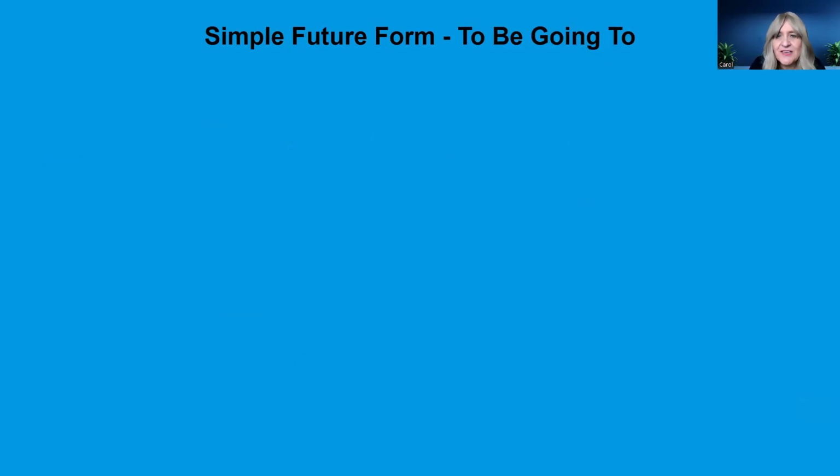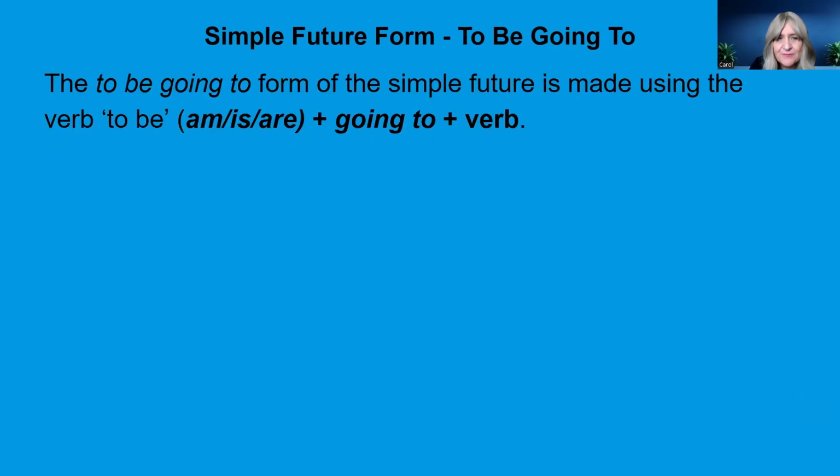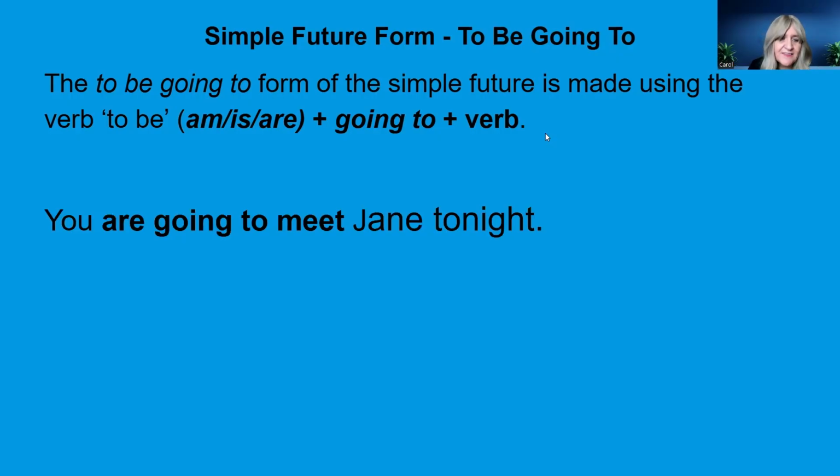So now let's look at how to use to be going to. To use going to, we use the verb to be, so for example, is, are, plus going to, plus the verb. So let's look at our first example. You are going to meet Jane tonight. So we've got our verb to be, are, we've got going to, and then we've got the verb meet. You are going to meet Jane tonight.